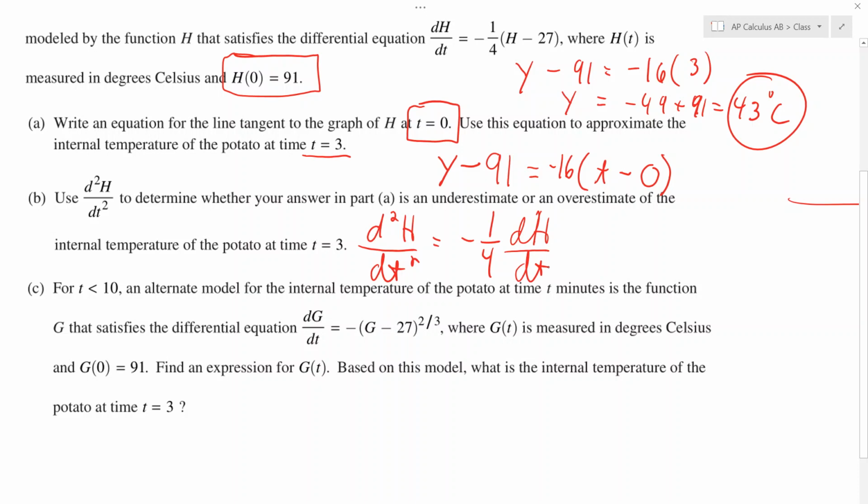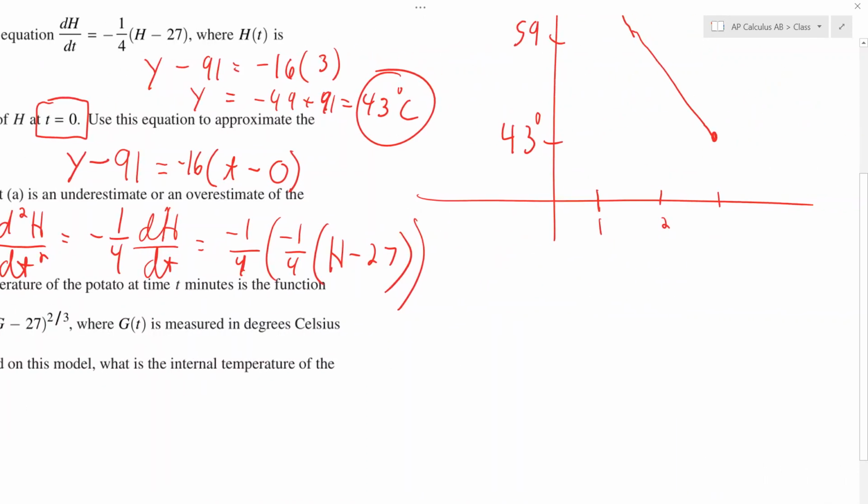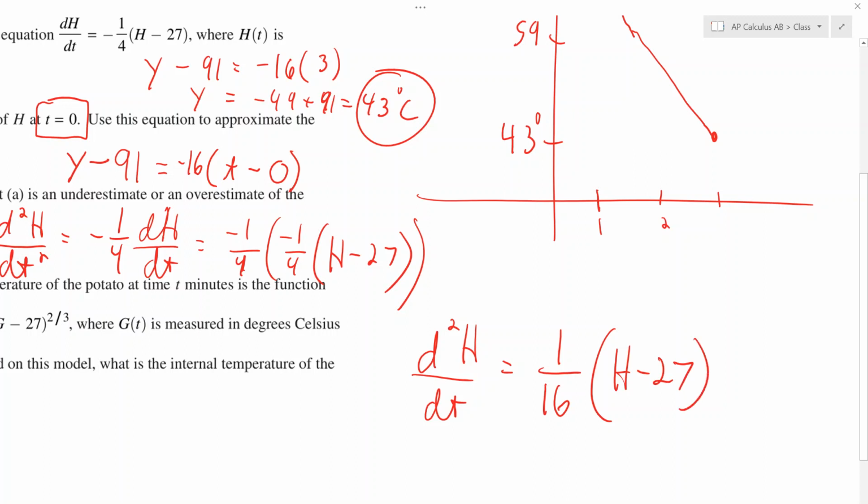And you don't want to leave dh over dt in there. Okay? Plug back in what dh dt is. It's negative 1/4 times negative 1/4 times h minus 27. And you can leave it like that in a free response question if you want. But I'm going to simplify it over here. The second derivative with respect to time is positive 1/16 times h minus 27.